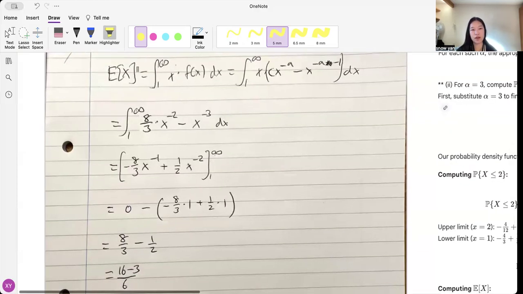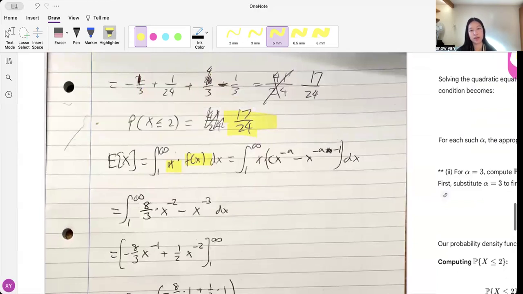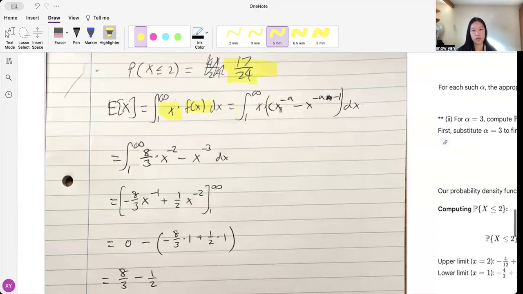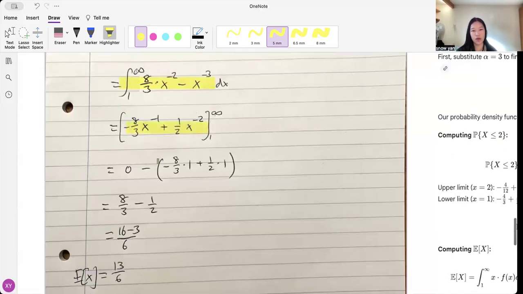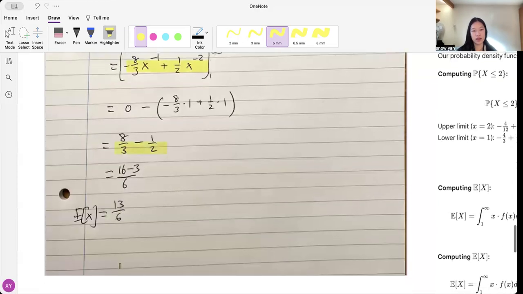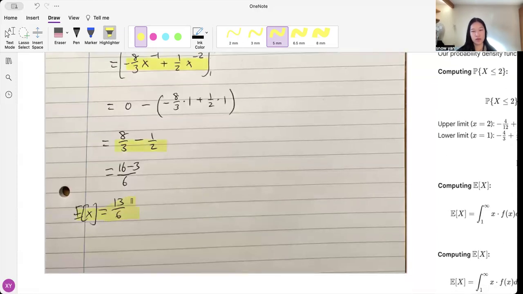Next, I'm trying to find the expected value. For expected value, I use the same equation, x times f of x. Before it was just f of x. Now, because it's the expected value, I have x. And because I know x is greater than 1, I'm summing it from 1 to infinity. And then I plug this in, solve this integration, do it over here. I get this, then I get my expected value is this value.